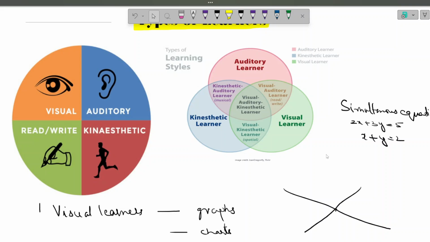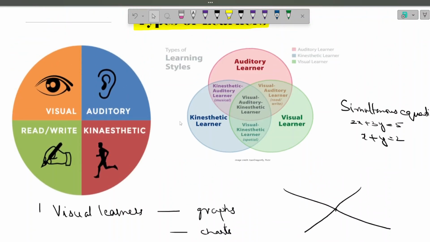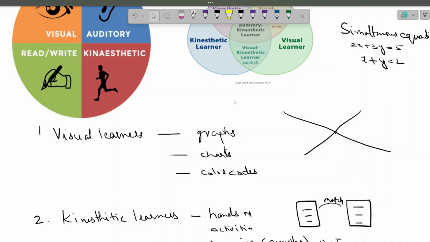So first comes the visual, and we will take the topic simultaneous equations. So first is the visual learners. Visual learners, they learn by seeing. You see in the example I have given. For simultaneous equations we have to draw the graph or the chart or use coloring codes.